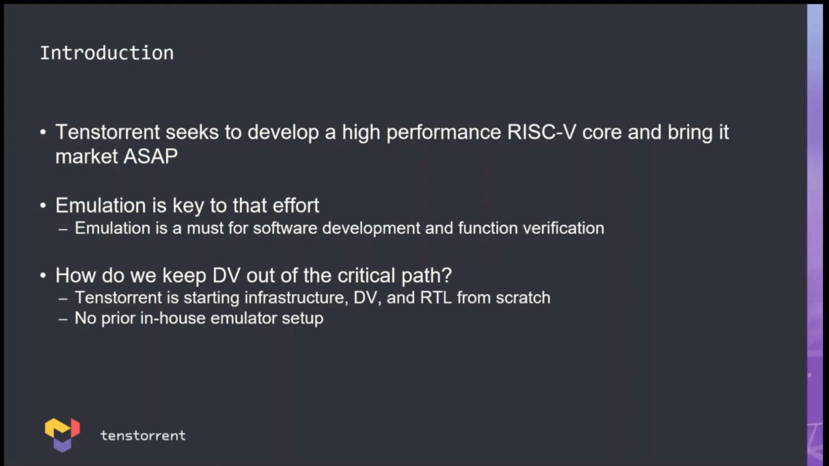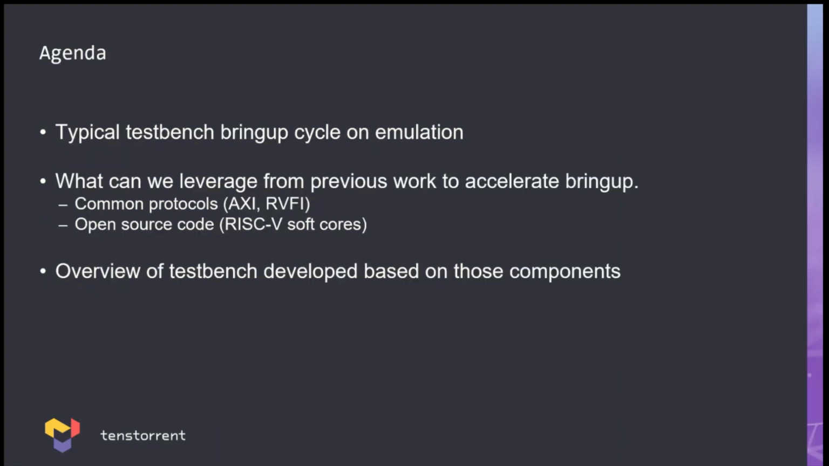But early on, we also recognized emulation is key to our effort of bringing this core to life. The question that comes up is, when you start DV and RTL from day zero, how do you keep DV off the critical path? You don't want your core to be able to start fetching instructions before you can verify anything. You've already lost a lot of time there. I'll go into a little bit about what a typical verification cycle might look like on emulation and how we were able to speed that up. By the way, stop me anytime if you have any questions.